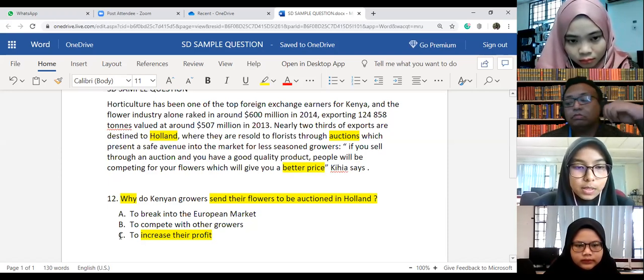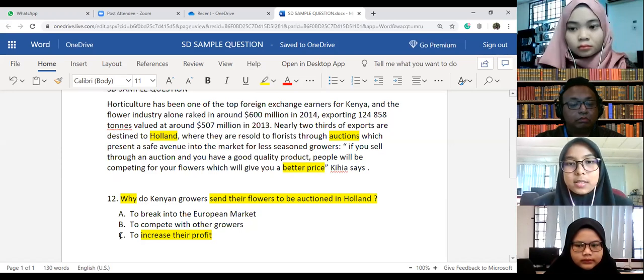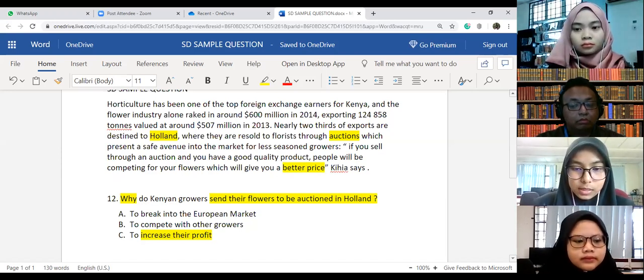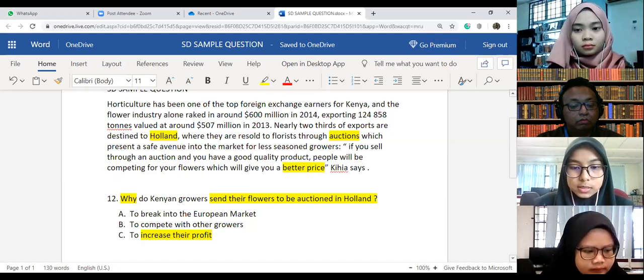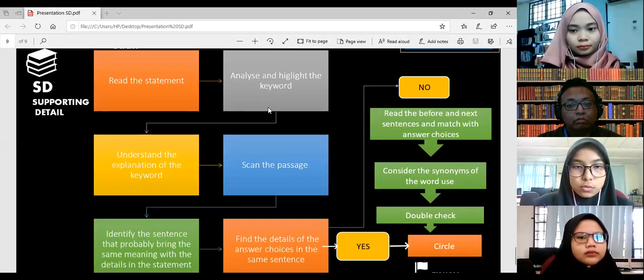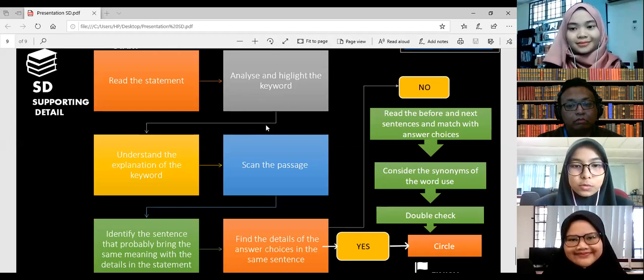So that's all for me. I hope this information could help you guys to answer the supporting details question. And my SOP right here could help you identify and answer the supporting details question. So that's all from me. Thank you.